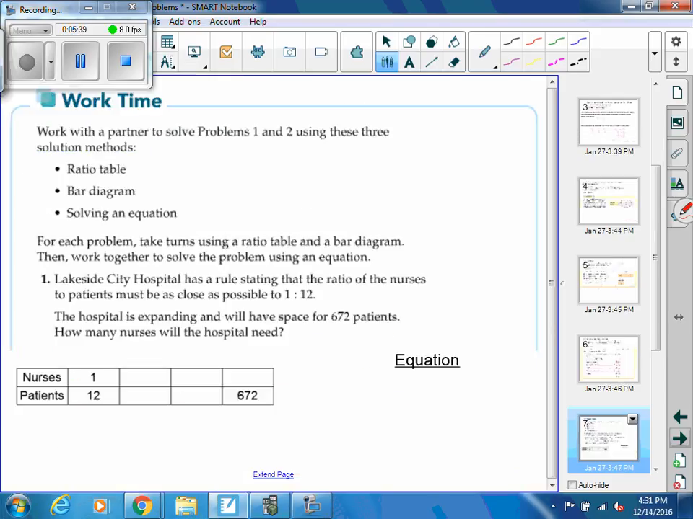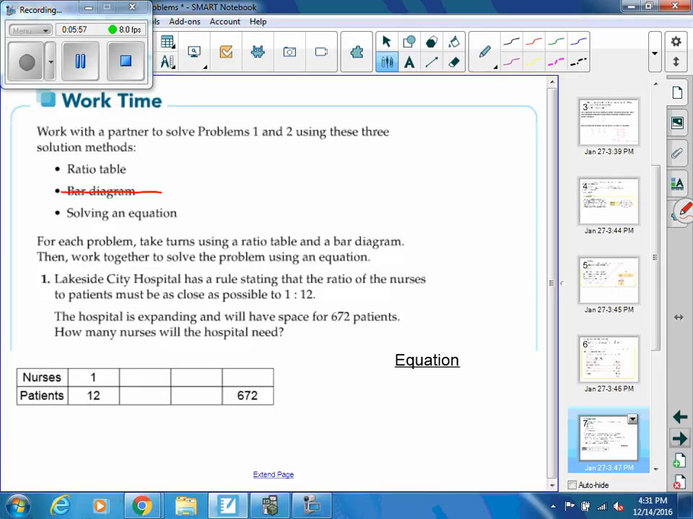Okay, first problem here. First set of problems. It wants you to solve problems 1 and 2 using these 3 solution methods: a ratio table, we'll work with the table a little bit; the bar diagram, we are not going to worry about; and solving the equation, again, that's going to be our primary focus.